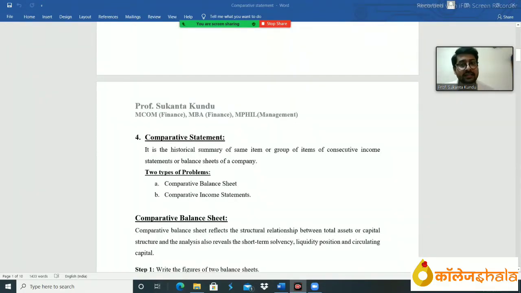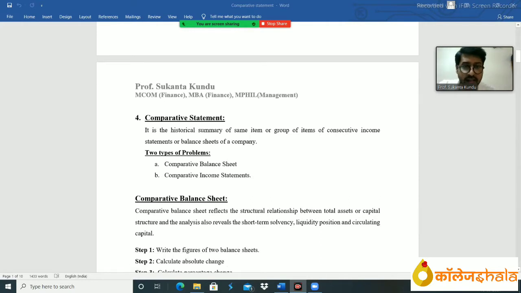Comparative statement is the historical summary of the same item or group of items of consecutive income statements or balance sheets of a company. In this session, I will not discuss the advantages and disadvantages of comparative statement. You will get it separately in my notes. Today we will see two types of problems. Number one, comparative balance sheet, and number two, comparative income statement.